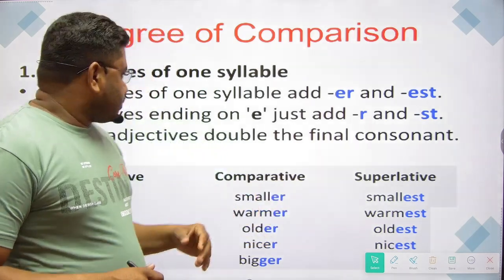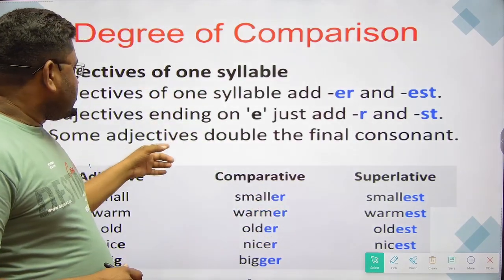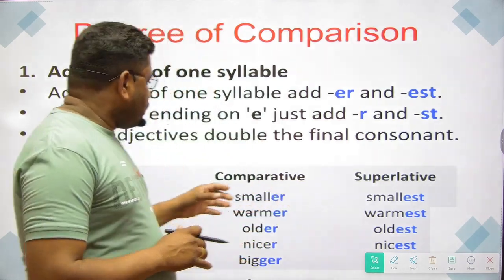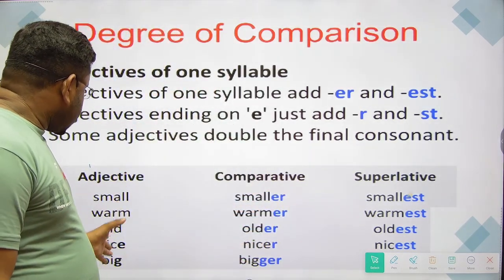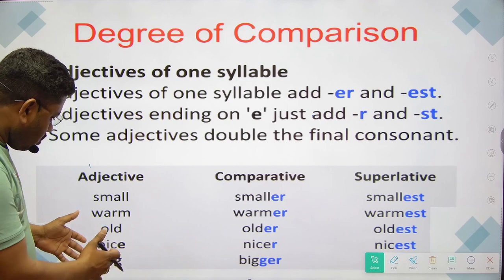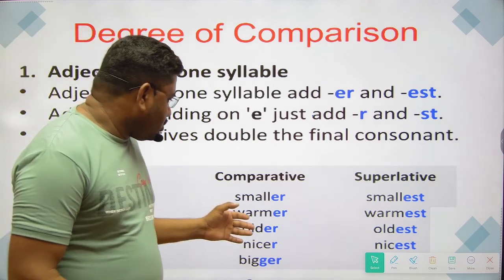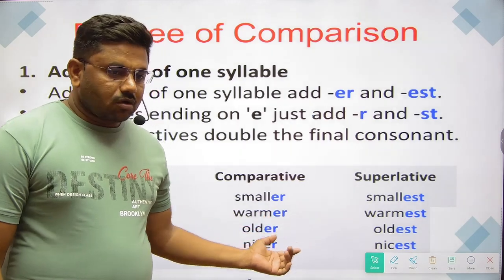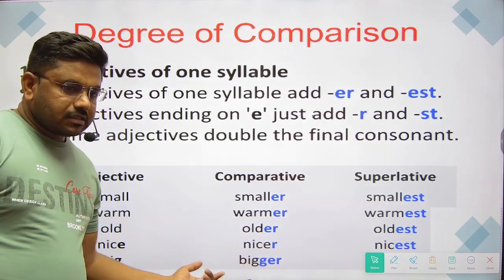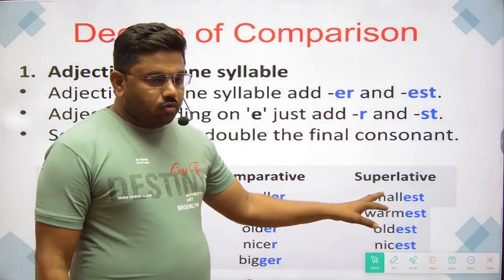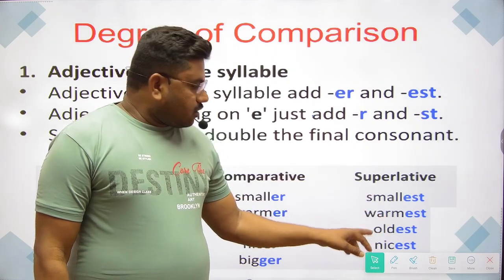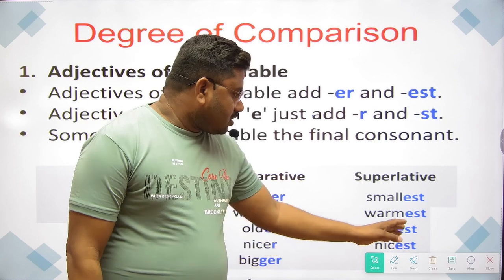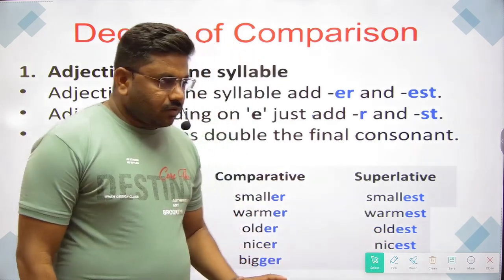Now third, see, some adjectives double the final consonant, and at that time also some changes are there. The adjectives given here are small, warm, old, nice, big. In the comparative, we use er: smaller, warmer, older, nicer, bigger. And in the superlative degree, we add est at the end: smallest, warmest, oldest, and nicest. Okay.